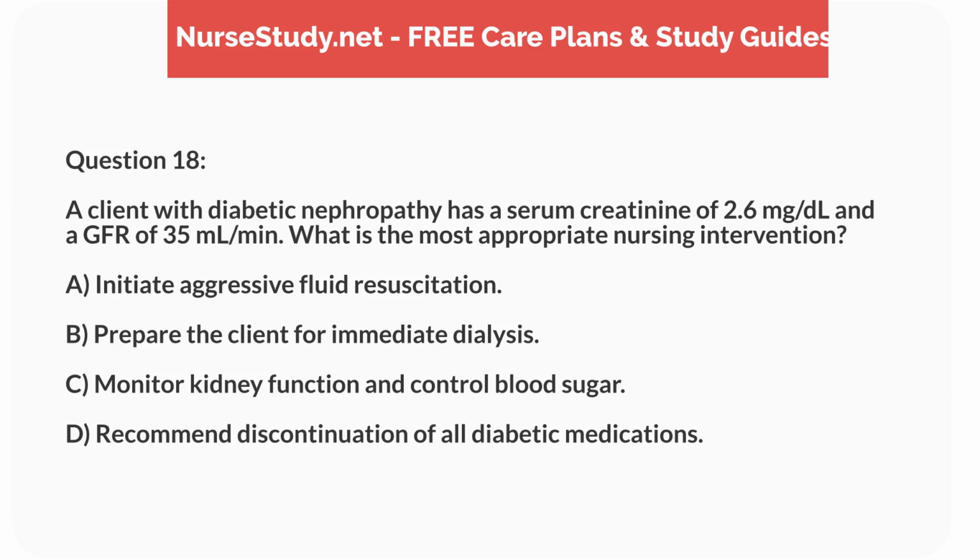Question 18. A client with diabetic nephropathy has a serum creatinine of 2.6 mg per deciliter and a GFR of 35 ml per minute.